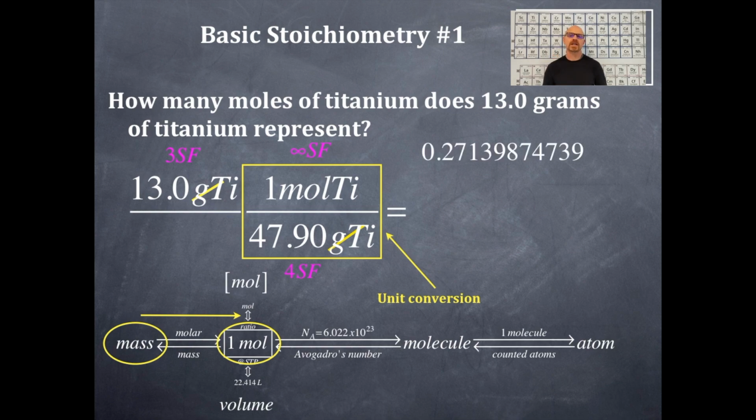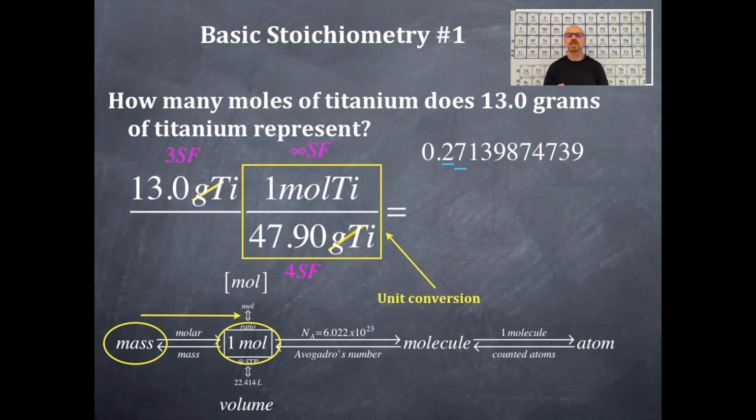Okay, this is the number that you get when using your calculator. That is 13.0 times 1 divided by 47.90. Now I need to round this number to the correct number of significant figures. I'm using the least number of significant figures with multiplication and division problems. So I have 3 significant figures, I have 4, I have an infinite. The least number of significant figures I have in this problem is 3. So I'm going to round this to 3 significant figures.